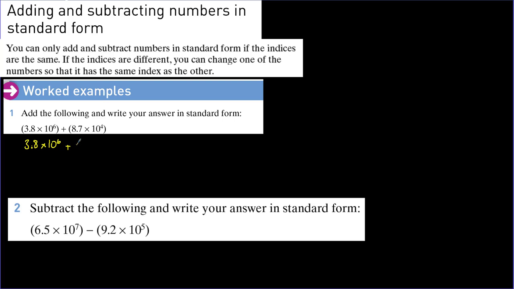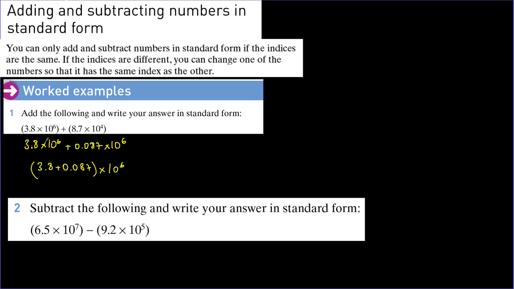plus 0.087 it has to be. So times 10 to the power of 6. Now, since the 10 to the power of 6 are the same, I can add the numbers like this. 3.8 plus 0.087 times 10 to the power of 6, it has to be.